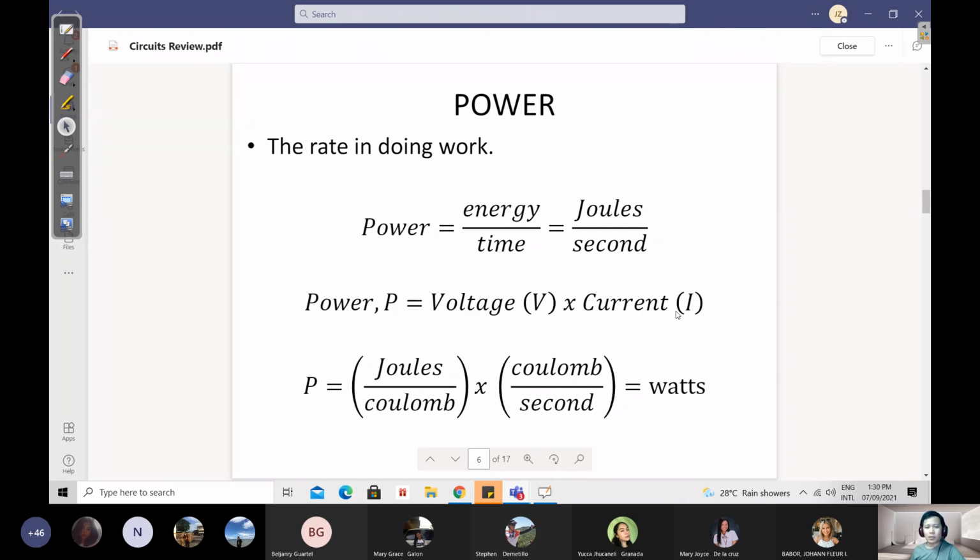Why is it just voltage times current? Why is the formula for power so simple? If you can recall, the basic unit for voltage is joules per coulomb. The basic unit for current is coulomb per second. The coulombs cancel out, leaving joules per second, which is basically the generic unit for power. That's why voltage times current is the simple formula for power. The common unit for power is watts. So that is power.